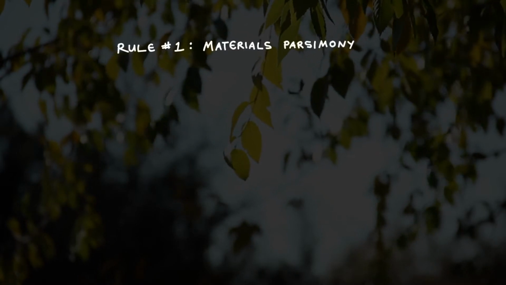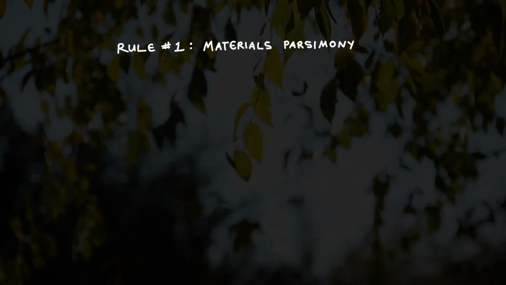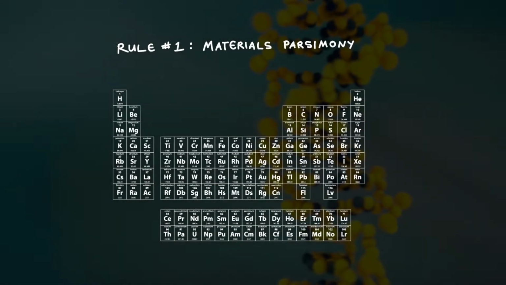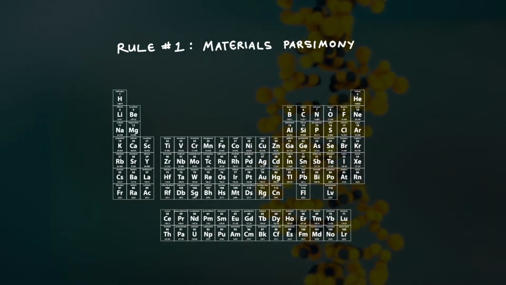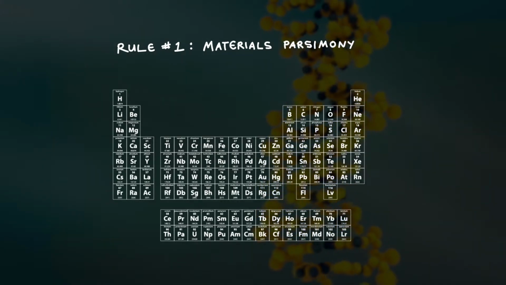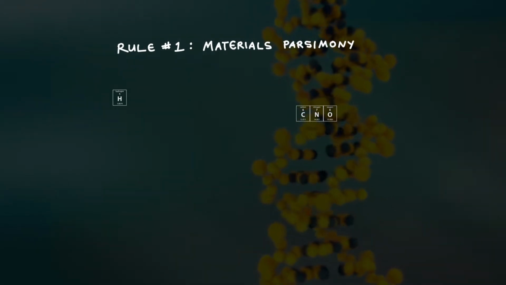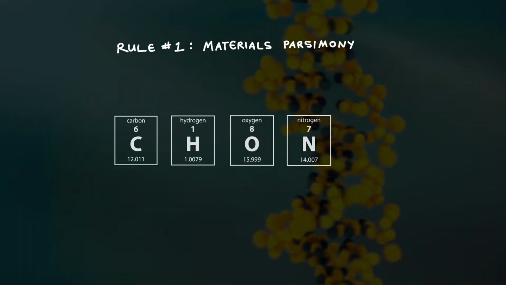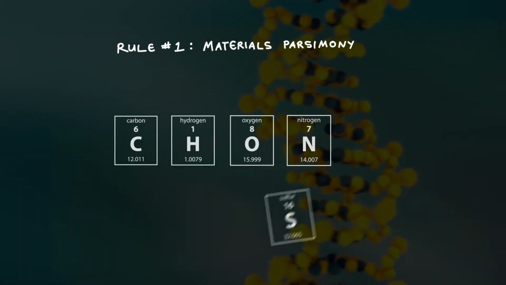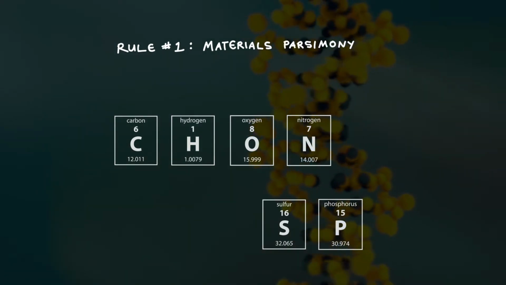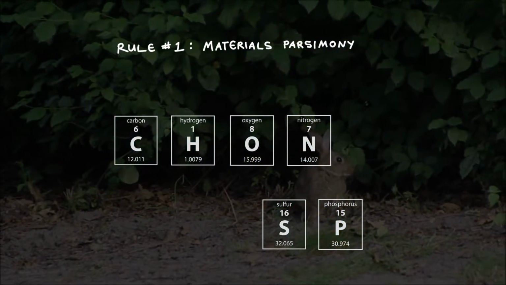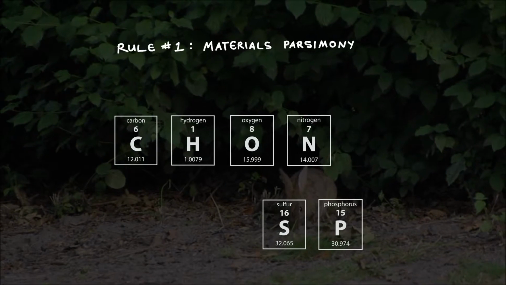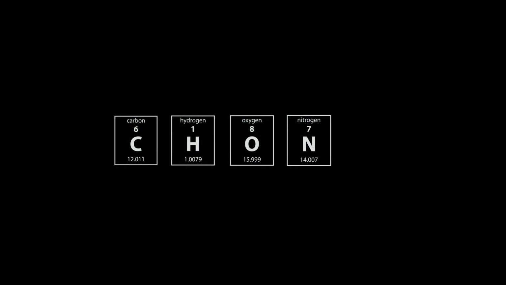Rule number one, materials parsimony. The elements in the periodic table from actinium to zirconium are the building blocks for everything we see. Astonishingly, however, out of the more than 100 elements, nature chose to use just four, carbon, hydrogen, oxygen, and nitrogen, to produce all living things. Add a little sulfur and phosphorus, and you can account for 99% of the weight of every living thing on the planet. Why would nature limit itself to just four elements? Because it makes recycling easy.